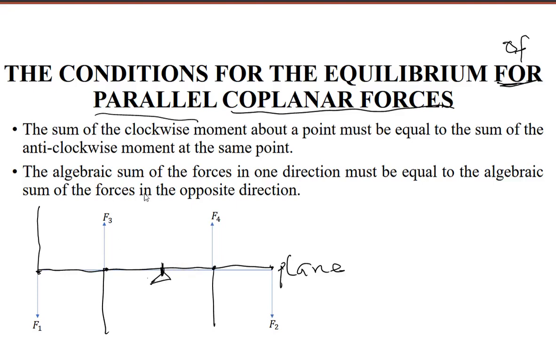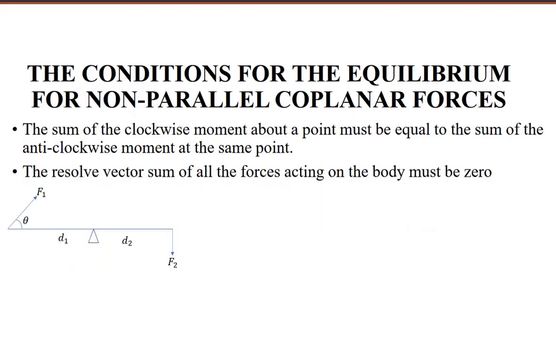Now, the second condition is that the algebraic sum of the forces in one direction must be equal to the algebraic sum of the forces in the opposite direction, which means the sum of the forces going down must be equal to the sum of the forces going up. So that would be F1 force plus F2 force, which is going down, must be equal to F3 plus F4 force that is going what? Up. So that is the condition for equilibrium for parallel coplanar forces.